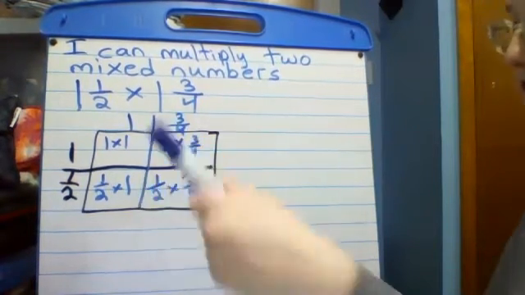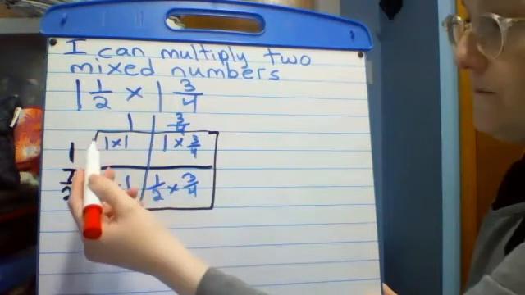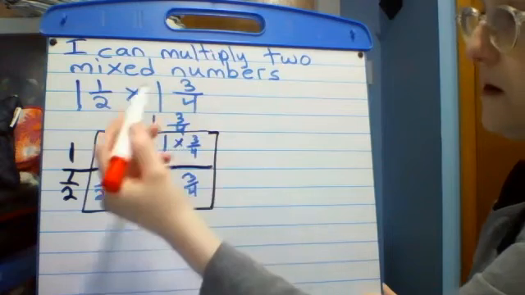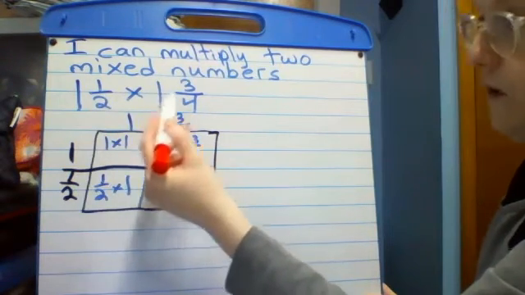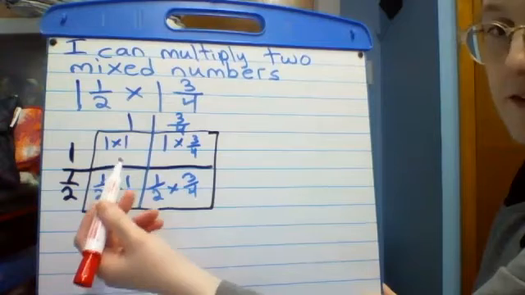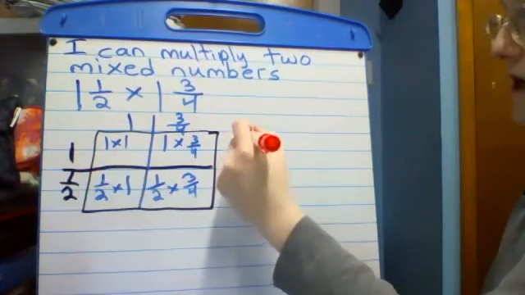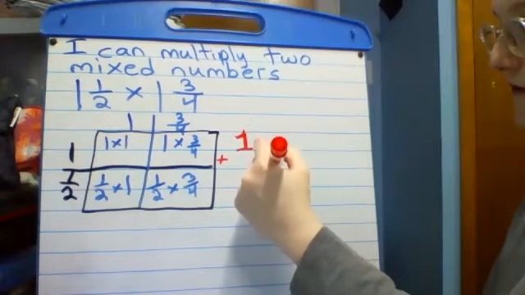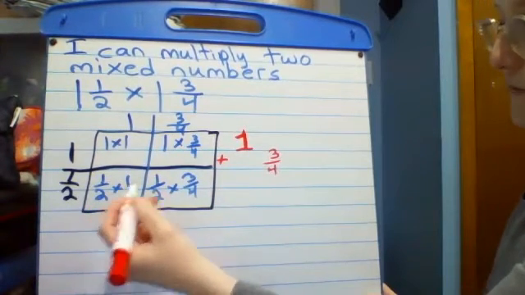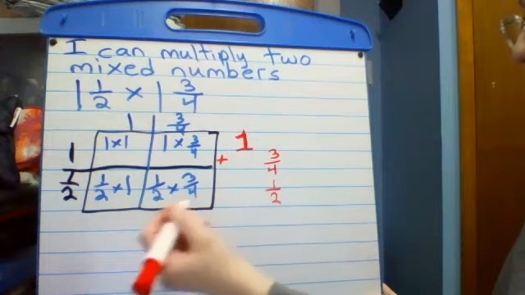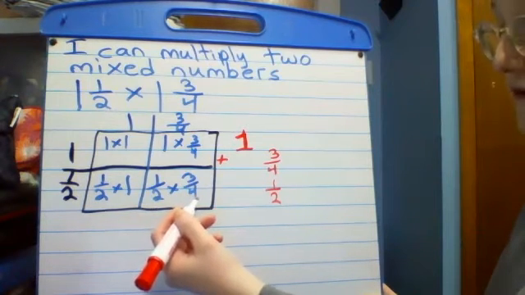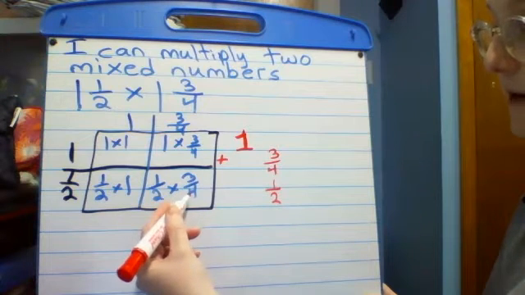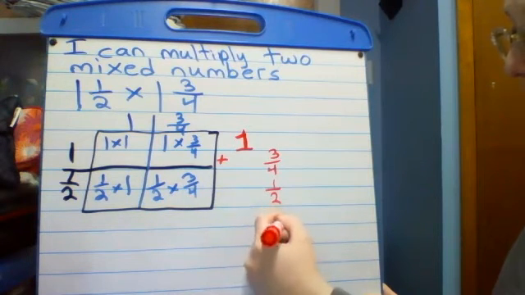So it's important for you to see we're taking each component, multiplying the 1 times both the 1 and the 3/4, and multiplying the 1/2 times both the 1 and 3/4. Now we solve each quadrant. 1 times 1 is going to be 1. 1 times 3/4 is 3/4. 1/2 times 1 is going to be 1/2. And then 1/2 times 3/4, a little bit harder. Remember, multiply numerator times numerator, denominator times denominator. This ends up being 3/8.